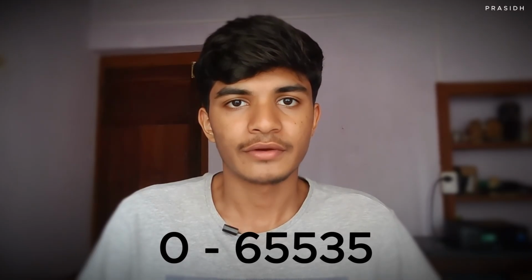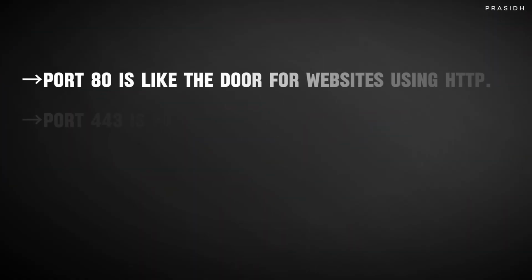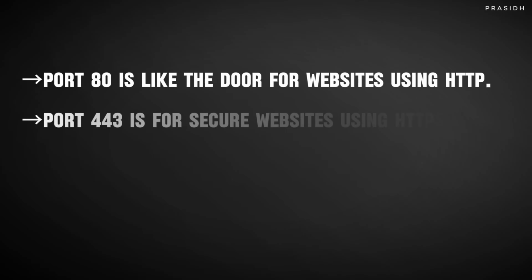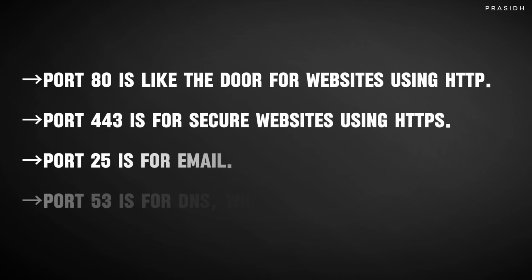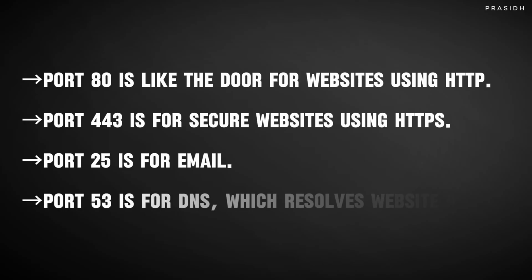Port numbers. A port number is just a number between 0 and 65,535. Each number represents a different service. For example, port 80 is like the door for websites using HTTP. Port 443 is for secure websites using HTTPS. Port 25 is for email. Port 53 is for DNS, which resolves website names. So, if the IP address is the building's address, then the port is the door number for specific services.